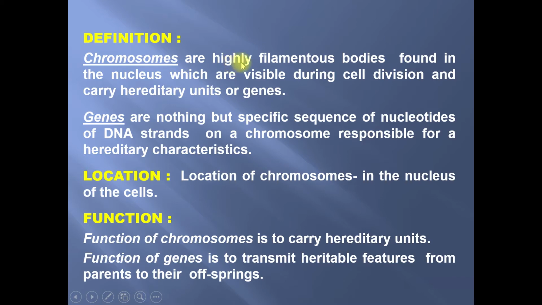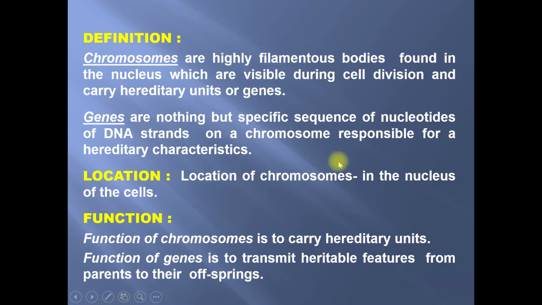In definition, the chromosomes are highly filamentous colored bodies that are found in the nucleus, which are visible during cell division and carry hereditary units or genes. Now, what are these genes? They are nothing but specific sequences of nucleotides of the DNA strand on a chromosome, responsible for a hereditary characteristic.